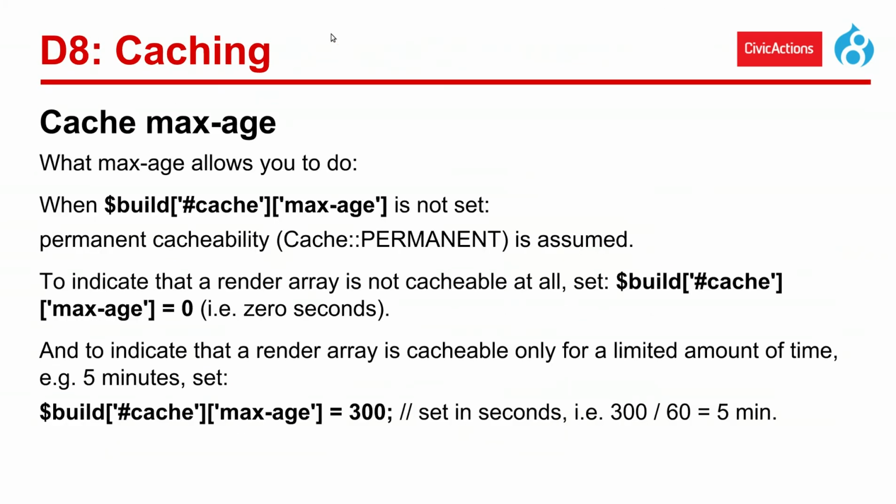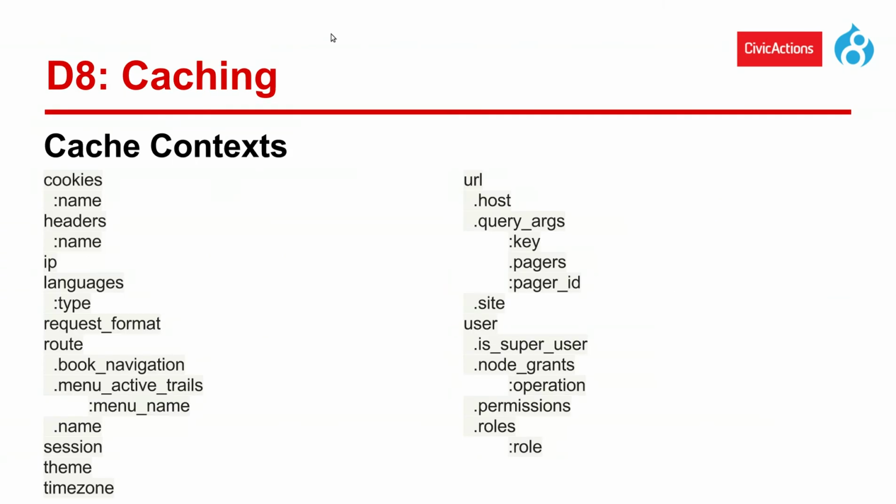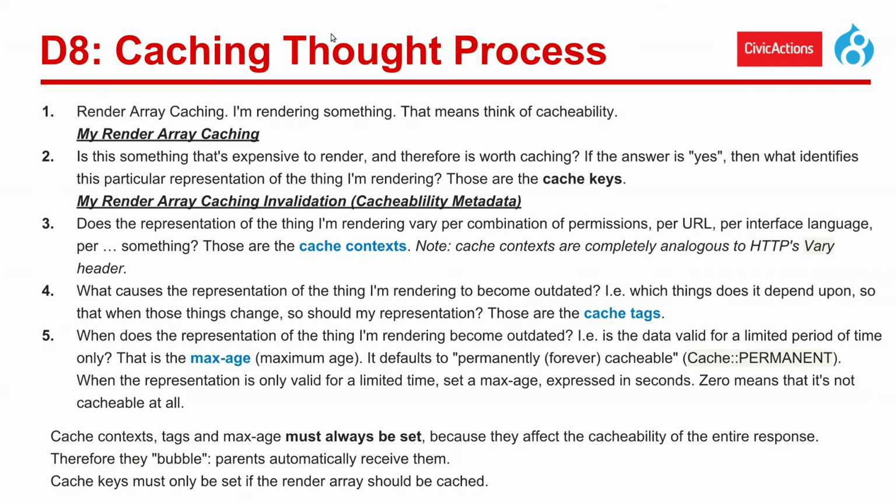So max age, and so, I'm sorry, tags. Tags is when you say if node 57 changes, this block changes. This render array on this block changes. So you can tag your block with a cache tag that says if node:57 changes, my block gets invalidated and needs to be rendered over.